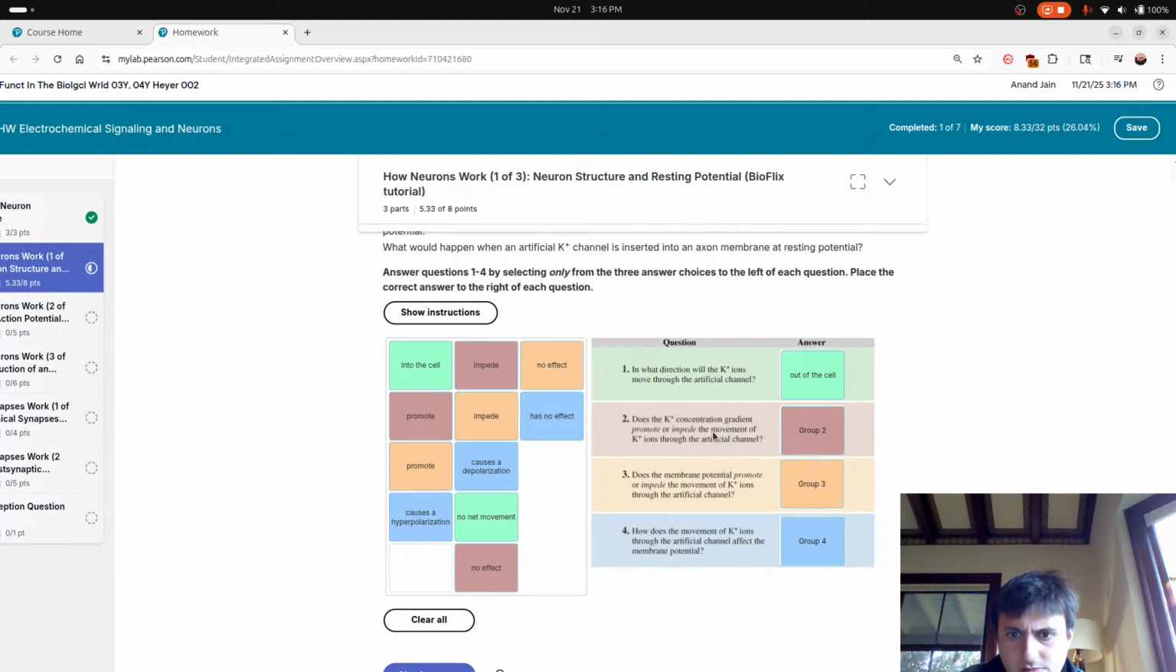Does the... What? The membrane potential should impede it.